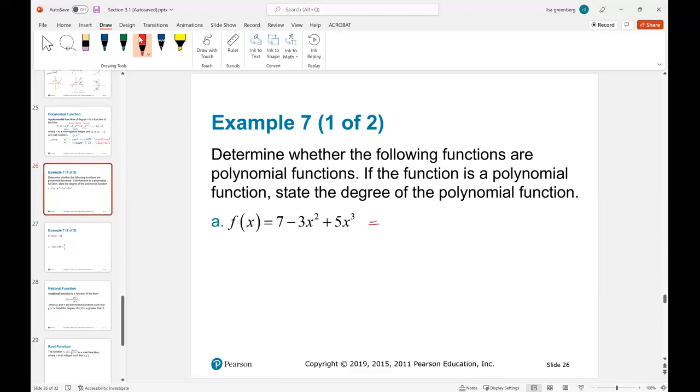So how do I make it in standard form? I look at the exponent and I put the biggest exponent first. So this would be 5x to the third, and then minus 3x squared plus 7. So these are the same. Now that's in standard form. Okay. So determine whether the following functions are polynomial functions.